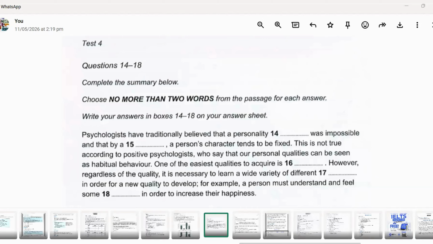So tell me any question again. If you don't have any question, it means it is clear. If you don't have any question again, it means it is clear.